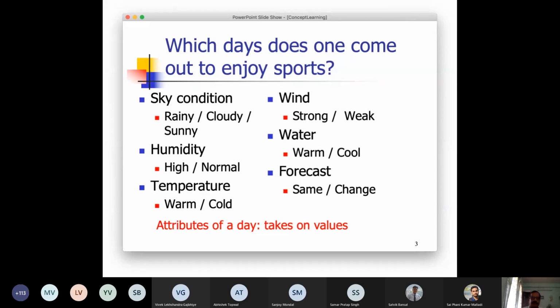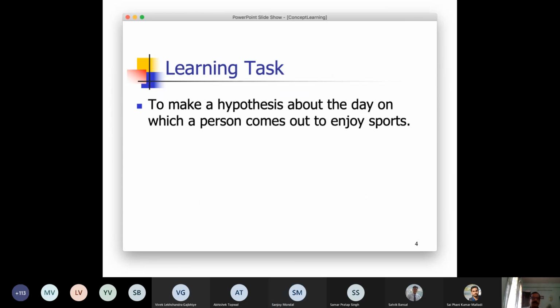That's what I mentioned. Now, naturally, for the learning, you require experiences, and there would be a labeled data set for that. Okay, so this is the problem. So this is your learning task.